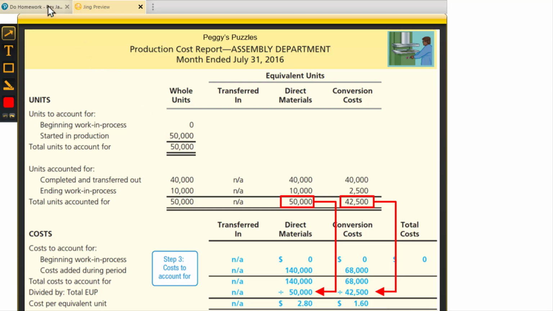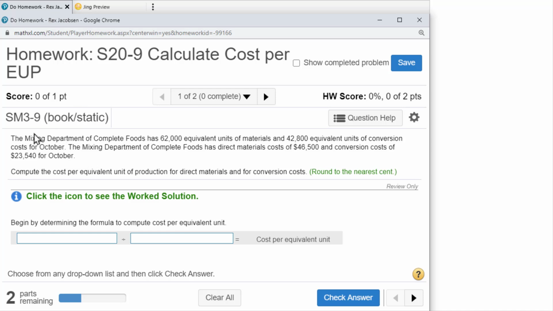So let's switch back to the homework problem. It says the mixing department of Complete Foods has 62,000 equivalent units of materials and 42,800 equivalent units of conversion costs for October. The mixing department of Complete Foods has direct material costs of $46,500 and conversion costs of $23,540. Compute the cost per equivalent unit of production for direct materials and then for conversion costs, round to the nearest cent. So begin by determining the formula.